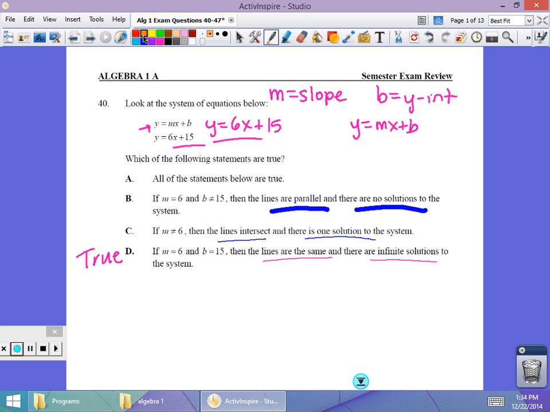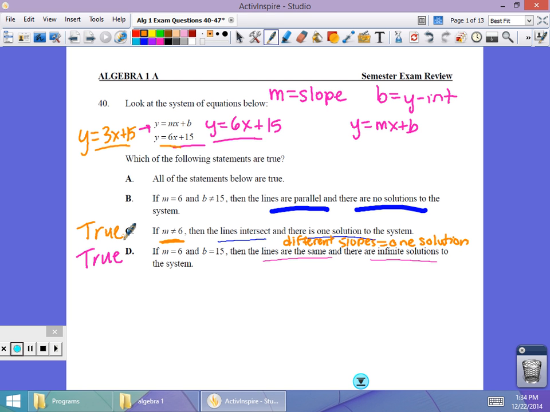Let's look at C. If m does not equal 6, then the lines intersect. So they're saying the slope is any number but 6. You could say that it's y equals 3x plus 15. Well, you should know that if you have different slopes, then you have one solution. And you could plug those two equations into your calculator, into your y equals, and you would see that they would intersect, and they would actually intersect on the y-axis at 15. So C is true.